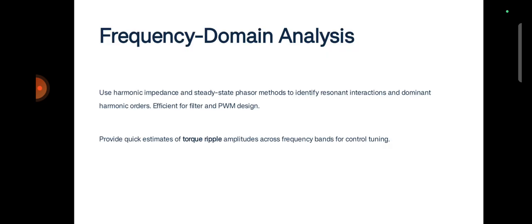Modeling methods. Frequency domain analysis: use harmonic impedance and steady-state phasor methods to identify resonant interactions and dominant harmonic orders. Efficient for filter and PWM design. Provide quick estimation of torque ripple amplitudes across frequency bands for control tuning.